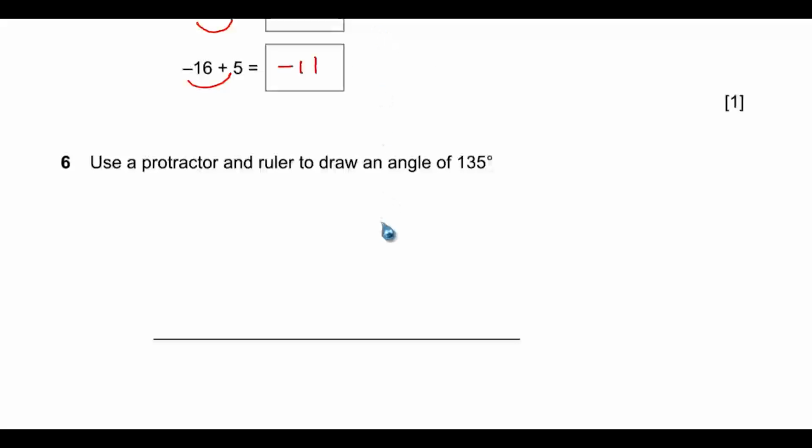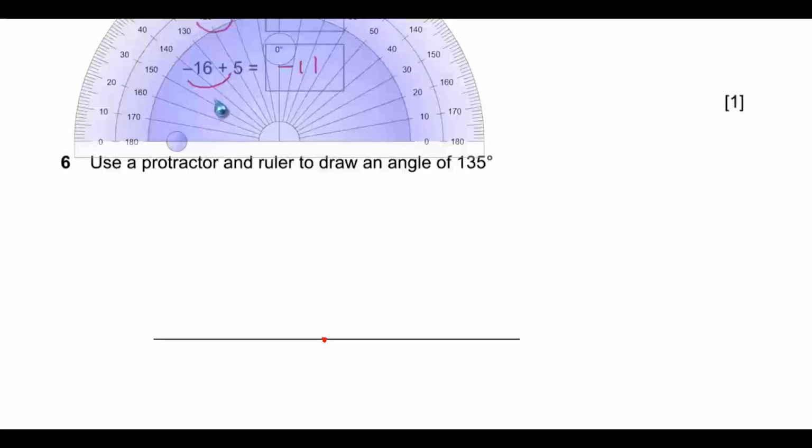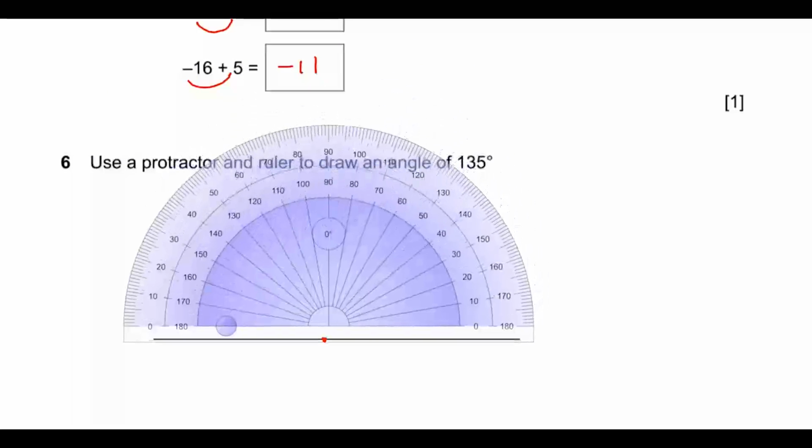Then I need to have a point where I want the angle to pass through. So I want the angle to pass through this. Then I need a protractor. Instead of me using a ruler to draw this, I've drawn a straight line since I'm using an application. Then let's pick the protractor. So we can easily bring this one here.